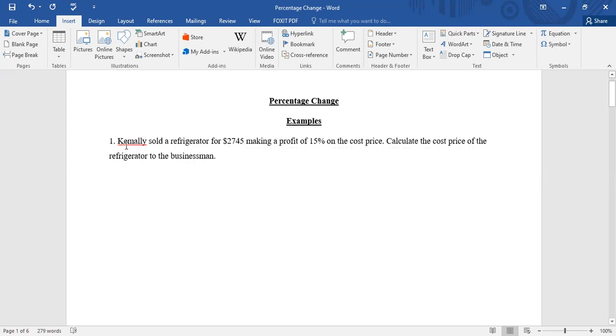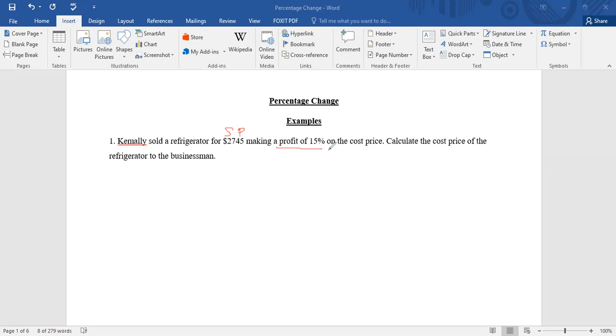So the first question is, Kimberly sold a refrigerator for $2,745, making a profit of 15% on the cost price. So this is basically the selling price. Let me just write SP. Let me annotate. So here, this is basically the selling price. So Kimberly sold a refrigerator for $2,745, making a profit. So the profit that she made was 15% on the cost price.